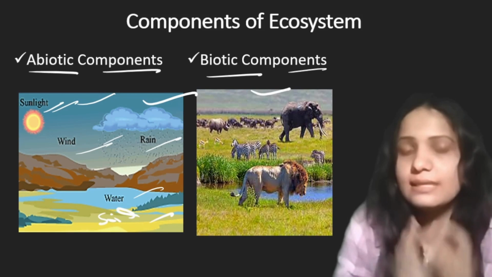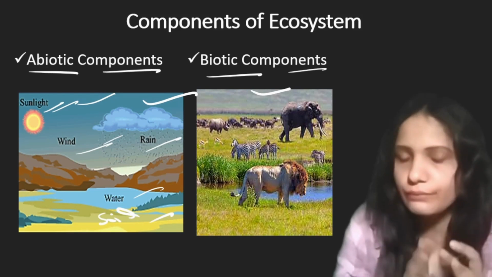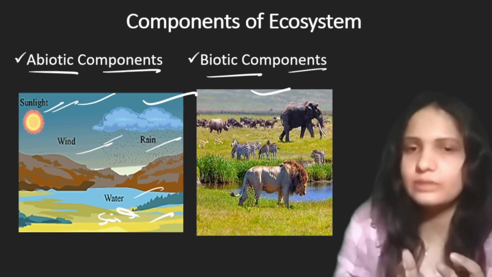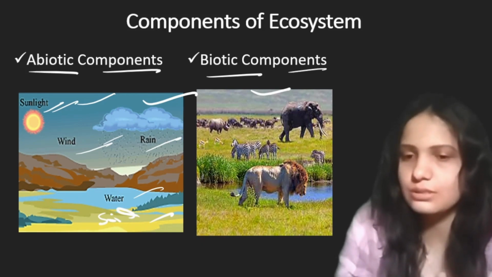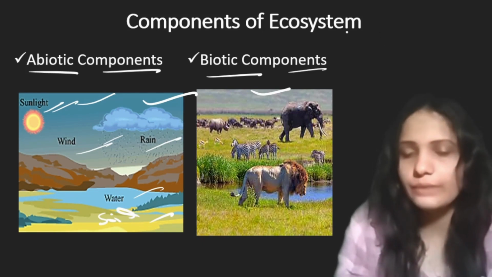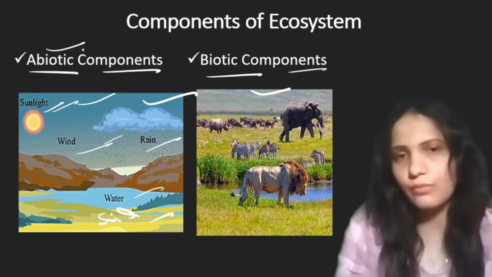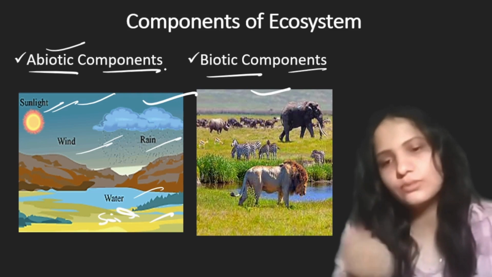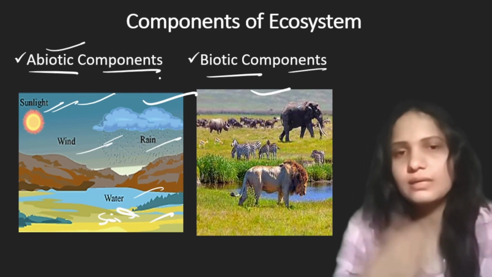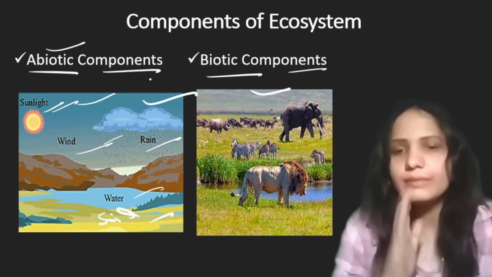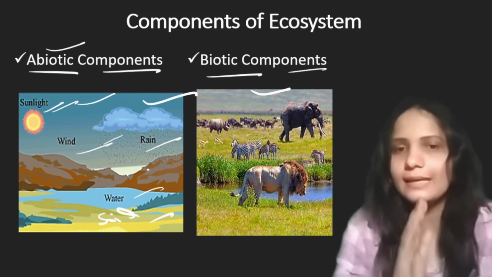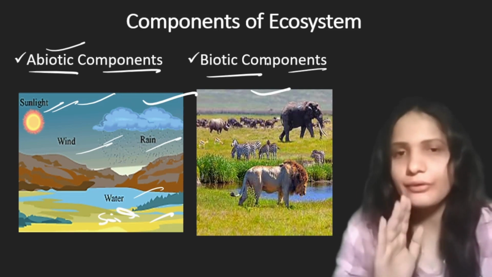Okay, so these components are the non-living components, and these are present in our environment. So they are the components of ecosystem, and as they are non-living, they are known as abiotic components. Okay, means they are non-living components which are present in our surrounding. And if I ask you examples of abiotic components, what example you will give? You will say sunlight, wind, water, soil, rain. These are the abiotic components.